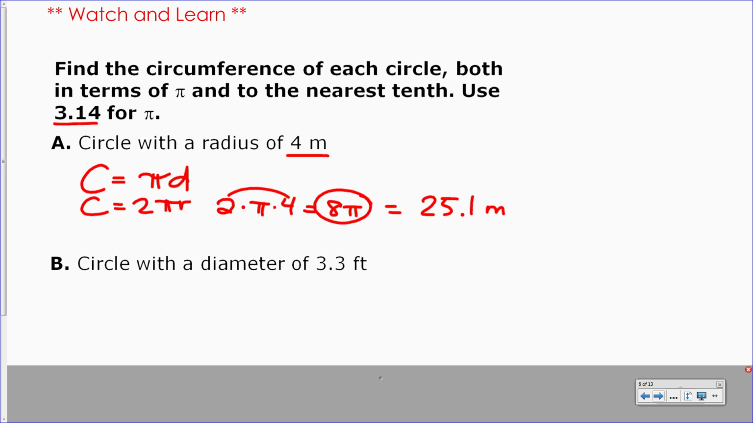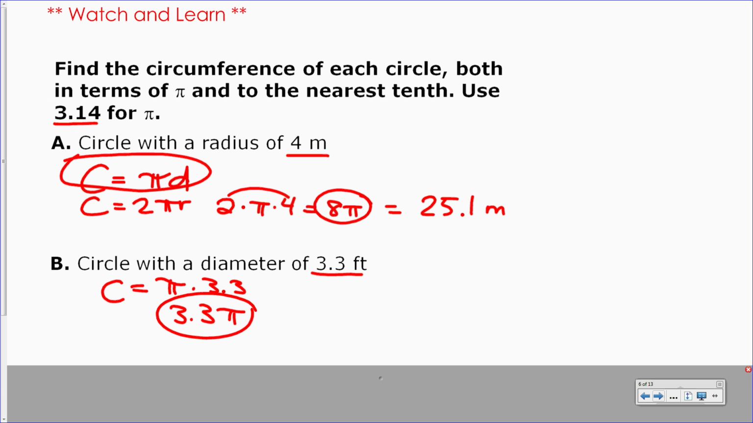Let's try another one. This one says a diameter of 3.3 feet. So we'll use the formula pi times diameter. So circumference equals pi times diameter of 3.3. You multiply those together and you just have 3.3 pi. There it is in terms of pi. Now I would take my calculator and take 3.3 times 3.14, and you're going to round to the nearest tenth. Your calculator says 10.362, but I need to round to the nearest tenth. So this 6 is high enough to bump that number up. So your correct answer would be 10.4 feet for your circumference.